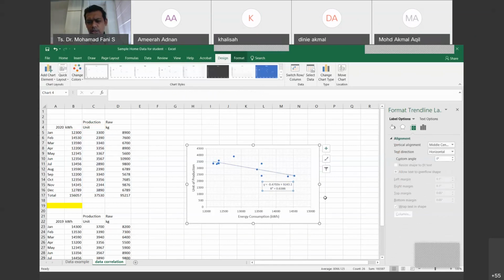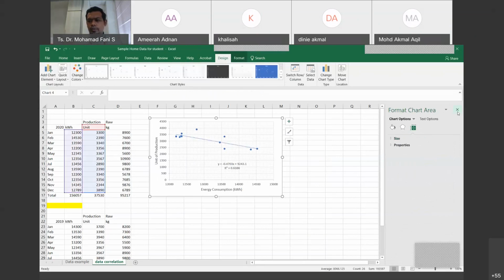Click the R square. So now the R square value, guys, everyone okay? I hope you can follow this step.